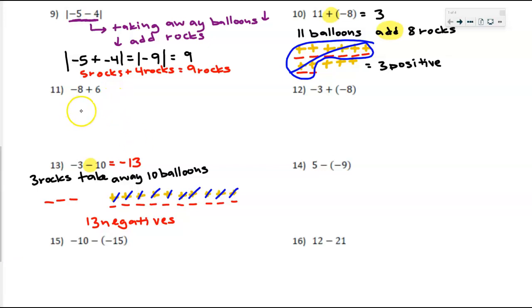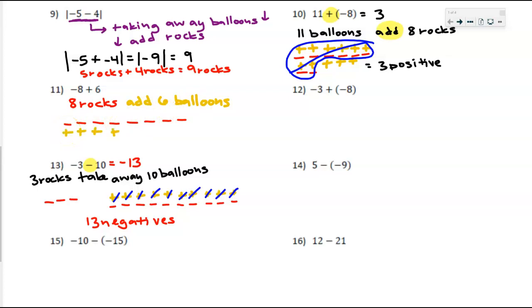Okay, let's take a look at some of these ones. Number 11 is -8 plus 6. This is 8 rocks. Add 6 balloons. Remember, anytime it's an addition problem, that just means I'm going to put it in the basket. That's what addition means. Here's my 1, 2, 3, 4, 5, 6, 7, 8 rocks. And now I'm going to add 6 balloons. So I'm just going to draw balloons.